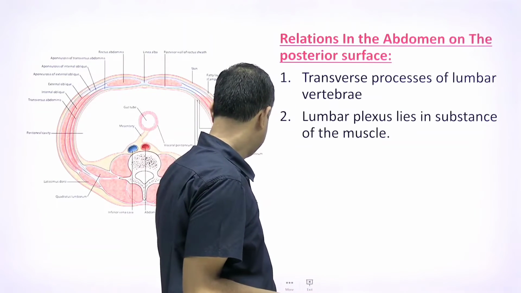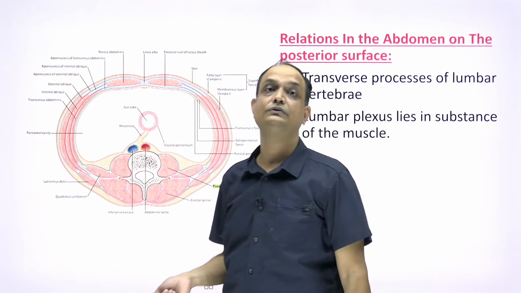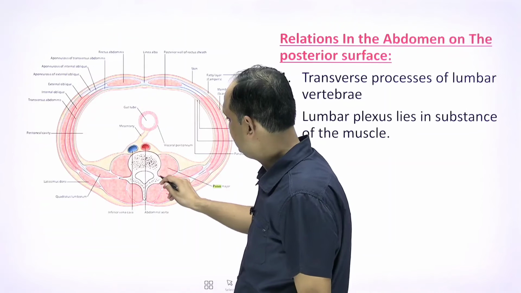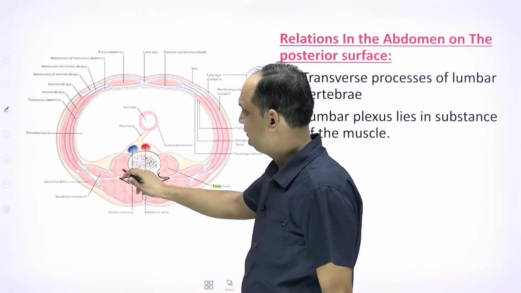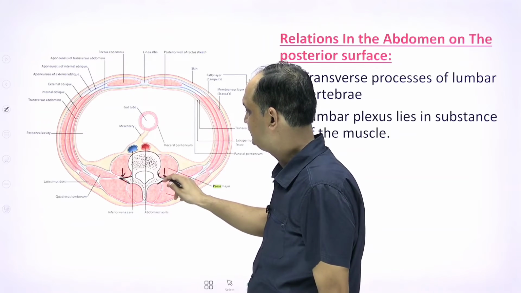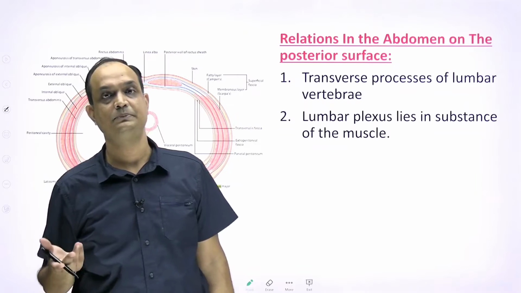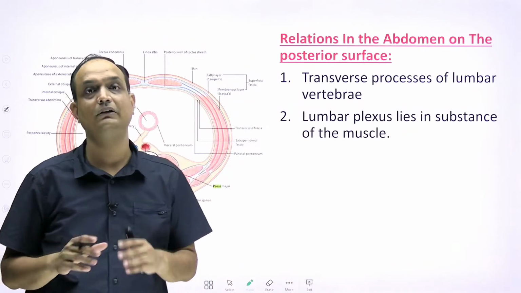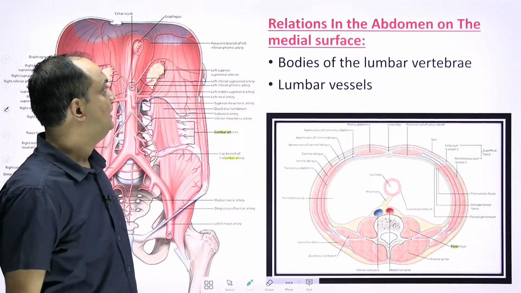Now, the relation in the abdomen on the posterior surface of the psoas major. If you see the posterior surface of the psoas major, it mainly lies on the transverse processes. So, these are the transverse processes of your lumbar spine, and this is the posterior surface of the psoas major. So, psoas major is posteriorly supported by the anterior aspect of the transverse processes, and you have the lumbar plexus in the substance of the psoas muscle.